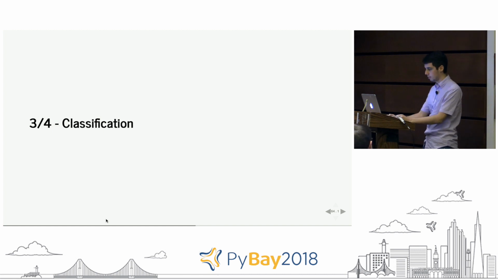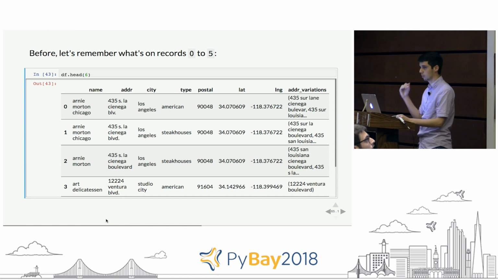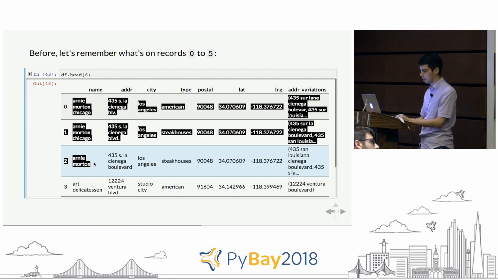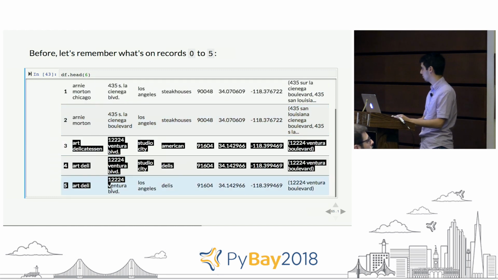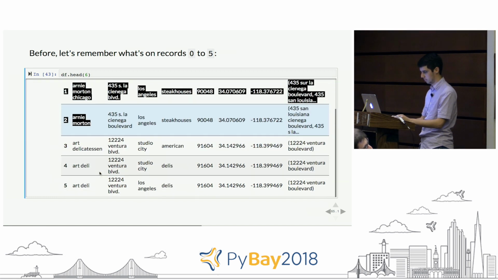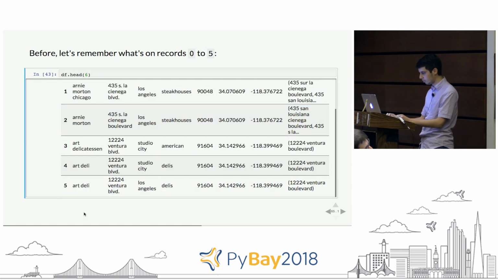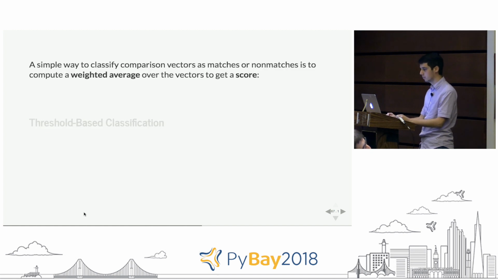Now classification. Okay, so let's remember what's on records 0 to 5. 0 to 2 I have here Annie Morton 3 times. 3 to 5 I have Art Daly 3 times. Okay, so these are the things we want to find as duplicates. These and these. I can try a threshold-based classification.